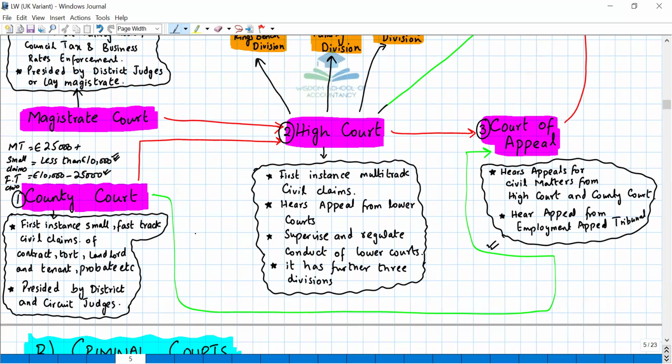While if it is on a factual basis, then you make the appeal to the High Court first from county court, and then the High Court decision can be appealed in the Court of Appeal. Okay, so if the green line represents that you are jumping one court, that is known as the leapfrog procedure.